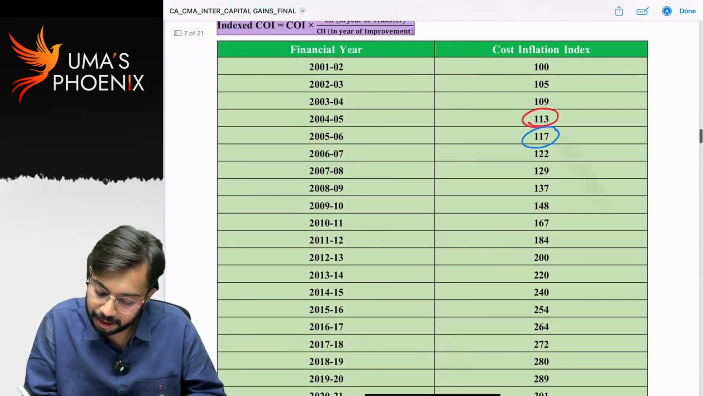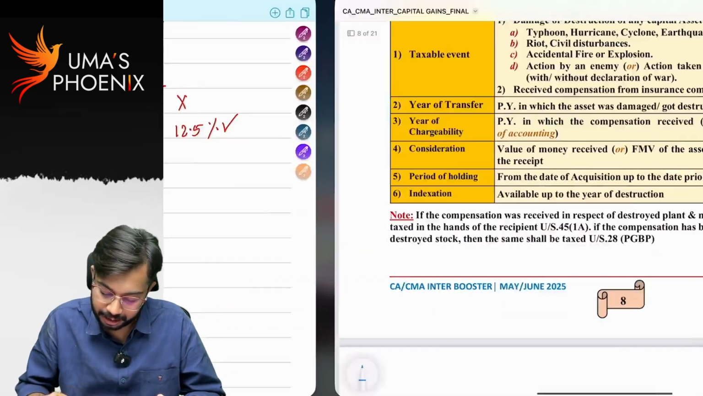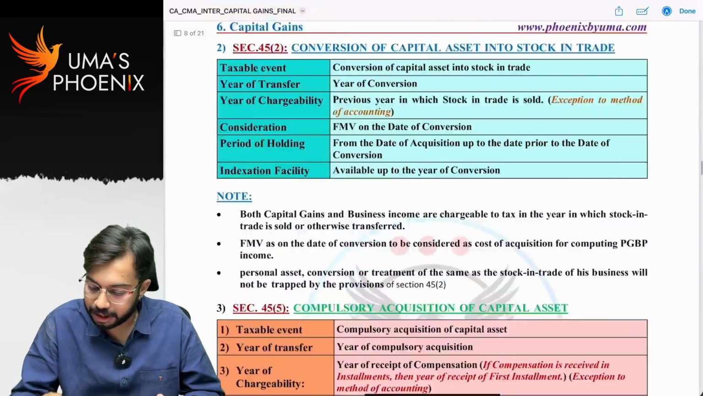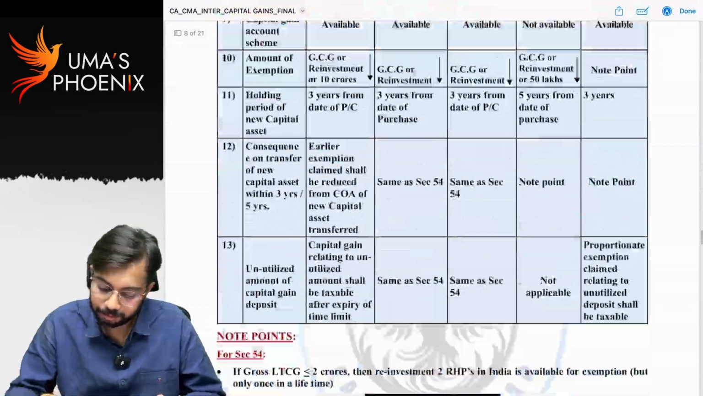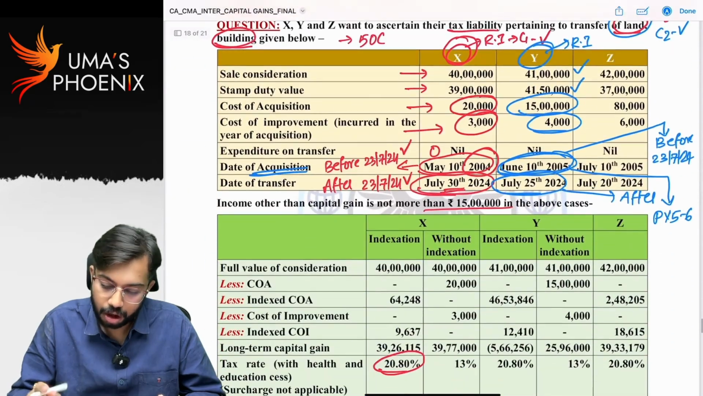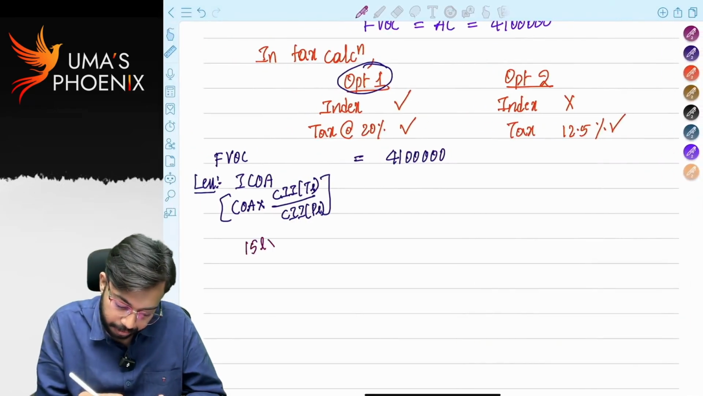The index number for 5-6 is 117. For 24-25, the index number is 363. So how much is the cost of acquisition? The cost of acquisition is 15 lakhs. So 15 lakhs into 363 divided by 117.